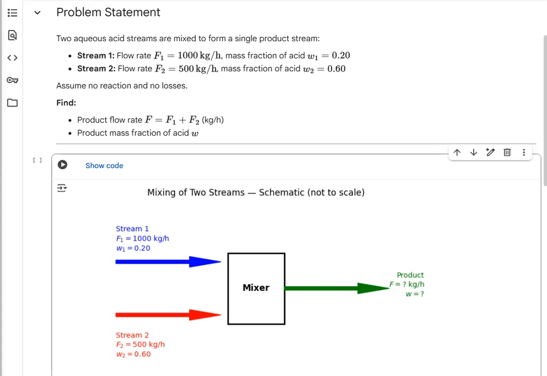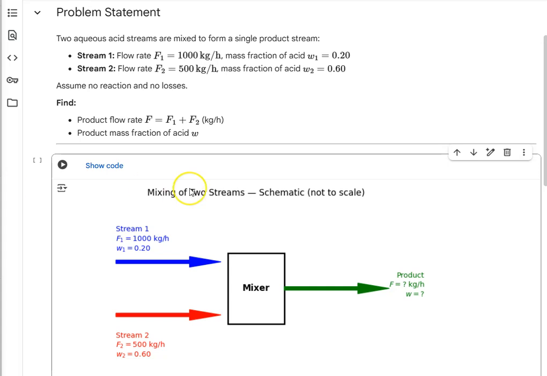Stream 1 has flow rate F1 equal to 1000 kg per hour and a mass fraction W1 of 0.2, or 20% acid. Stream 2 has a flow rate F2 of 500 kg per hour and mass fraction W2 equal to 0.6, that is 60% acid. We assume there is no reaction and no loss of material. Here we need to find the product flow rate F and the product acid concentration W.